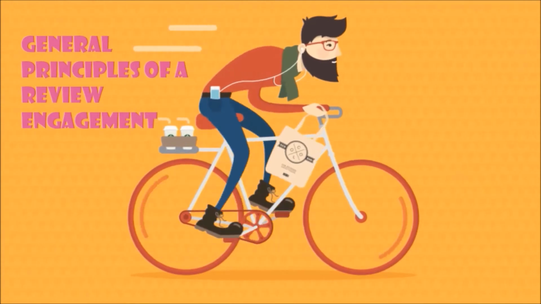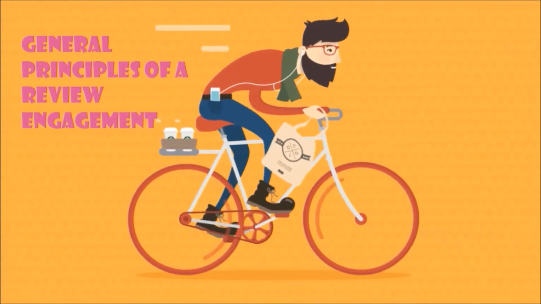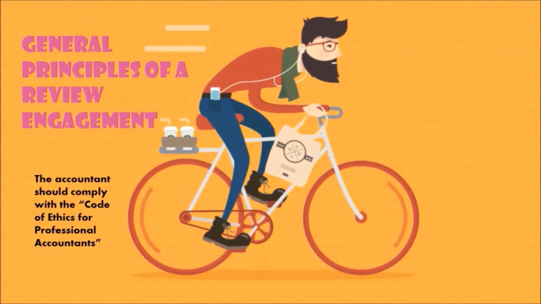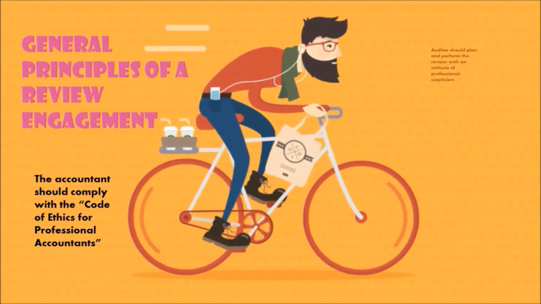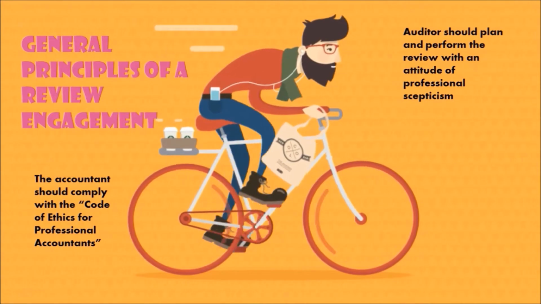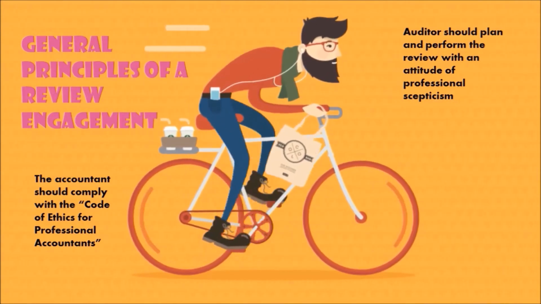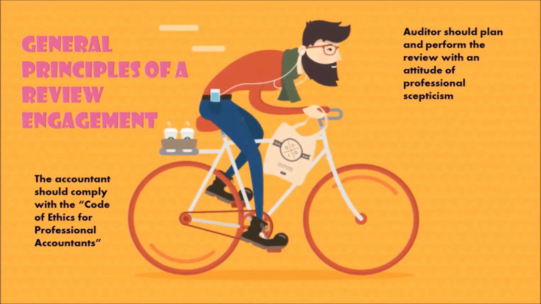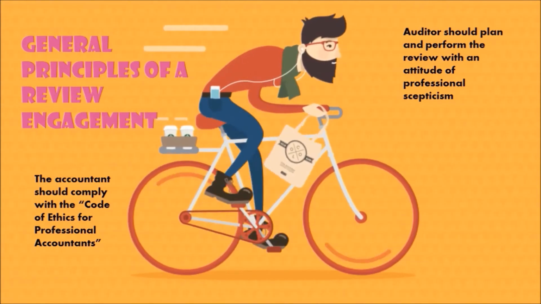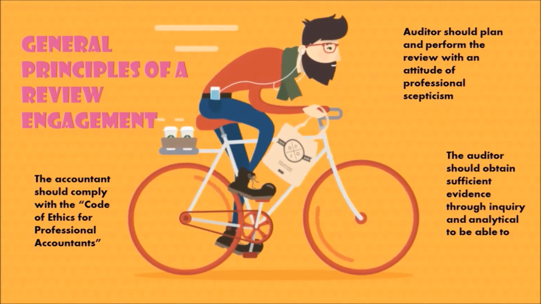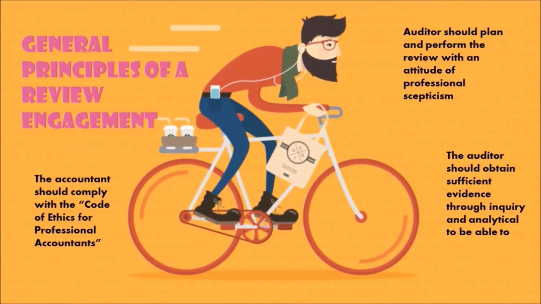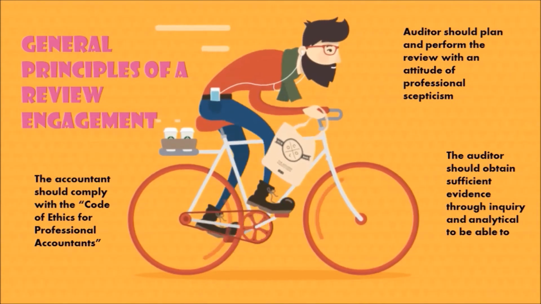The general principles of a review engagement are that the accountant should comply with the Code of Ethics for Professional Accountants. Auditors should plan and perform their review with an attitude of professional skepticism, recognizing that circumstances may exist which cause the financial statements to be materially misstated. For the purpose of expressing negative assurance in the review report, the auditor should obtain sufficient evidence through inquiry and analytical procedures.